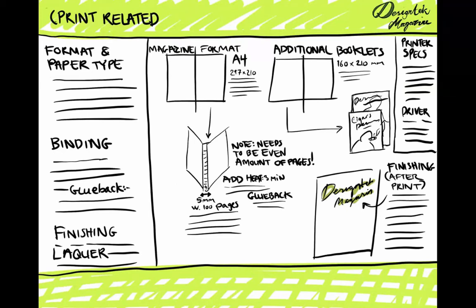Last but not least, the print related stuff. Which format is it, the dimension, which paper type is it, both for the cover but also for the inside pages. Which binding will we be using? Is it glued to a spine, or is it stapled? It's very rare that you find a magazine that's stapled unless it's very short.